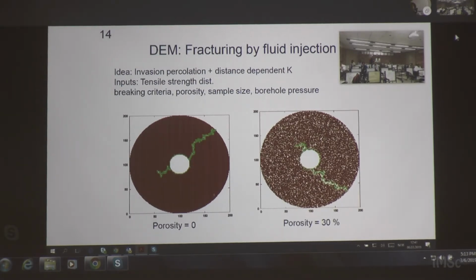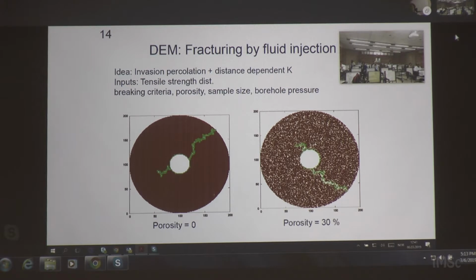Now I come to the modeling part. We know that we are injecting fluid at high pressure at the central point at the borehole, and that can create fractures, and that fracture propagates inside the sample. So we have tried discrete element modeling, and we used the idea of invasion percolation and distance dependent K. K means the stress intensity factor.